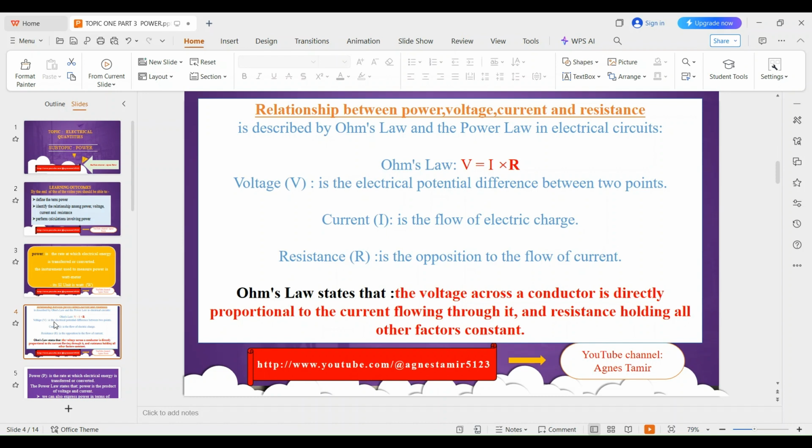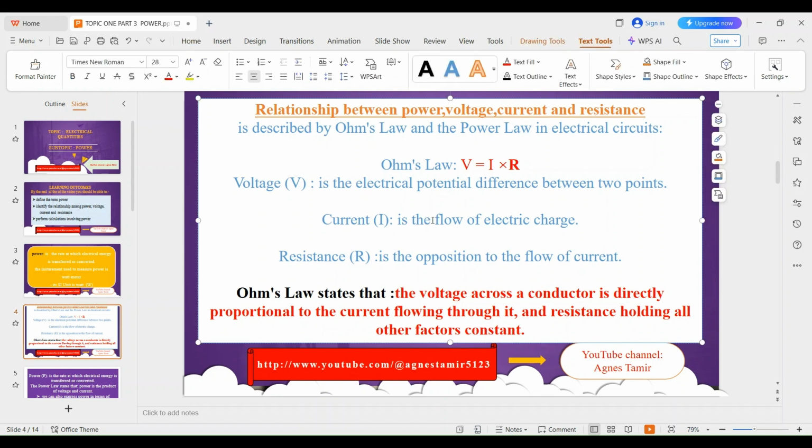And current is the rate of flow of electric charge or electrons in a circuit. And resistance is the opposition to the flow of current.